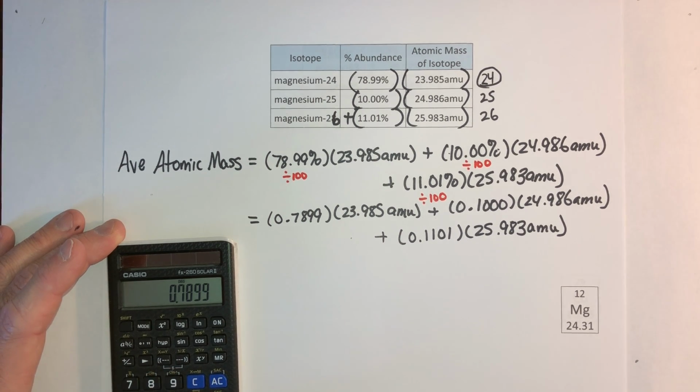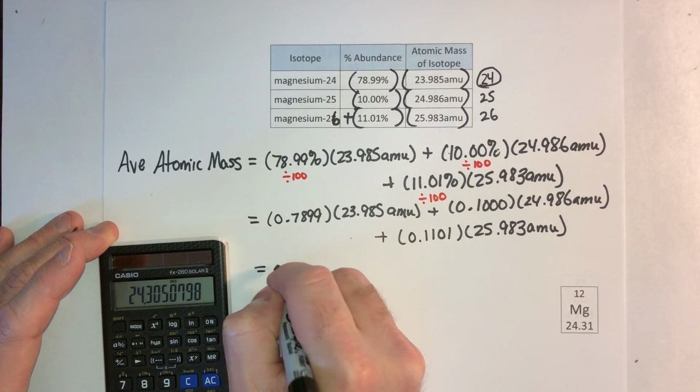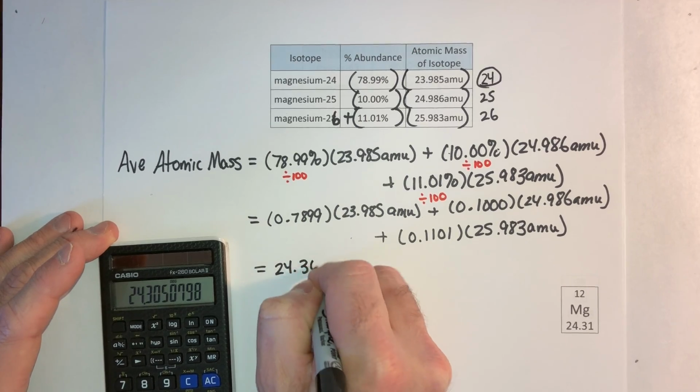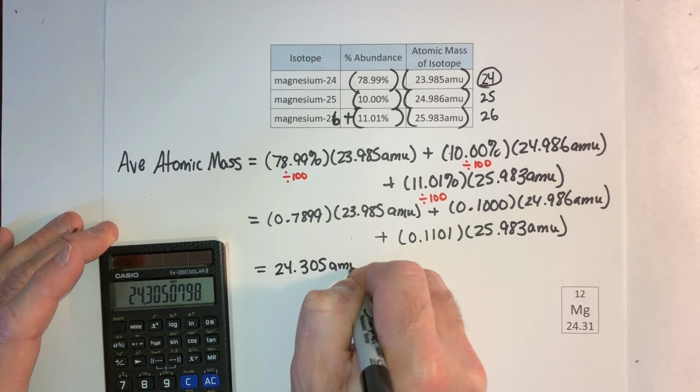0.7899 times 23.985 plus 0.1000 times 24.986 plus 0.1101 times 25.983 gives me an average of 24.305 atomic mass units, right?